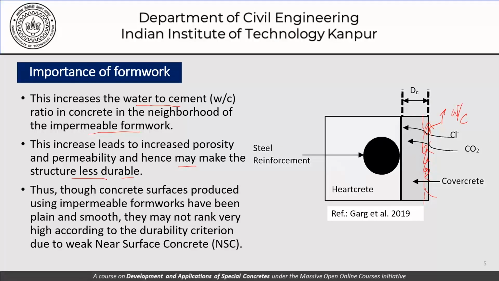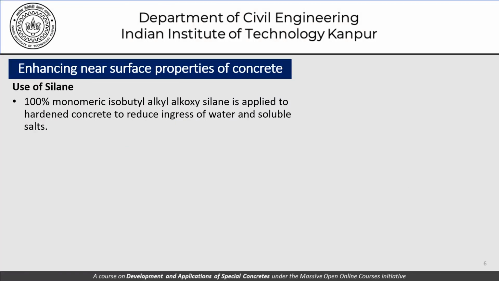Thus, though concrete surfaces produced using impermeable formwork have been plain and smooth, they may not rank very high according to the durability criteria due to the weak near surface concrete. This weak near surface concrete, of course, is a nuance. It is not that the grade of concrete is very low, but it is weaker compared to the main body concrete because of the accumulation of water, which is not allowed to escape or is not taken out from the concrete. Now, how do we go about addressing this problem?